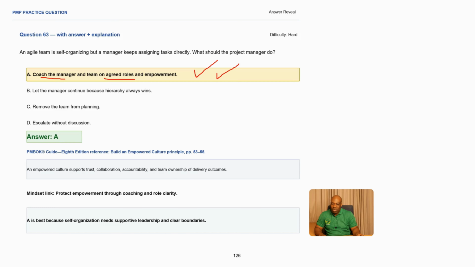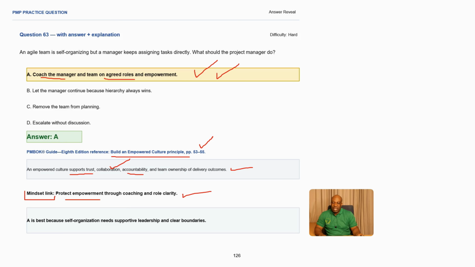What is our reference to our PM book? We have the build an empowered culture principle. You get it on page 53. What does it say? An empowered culture supports trust, collaboration, accountability, and team ownership of delivered outcomes. The best mindset you can apply in this scenario is to protect empowerment through coaching and role clarity. So this is a very important mindset.